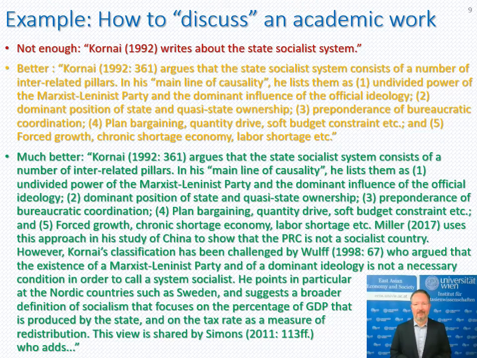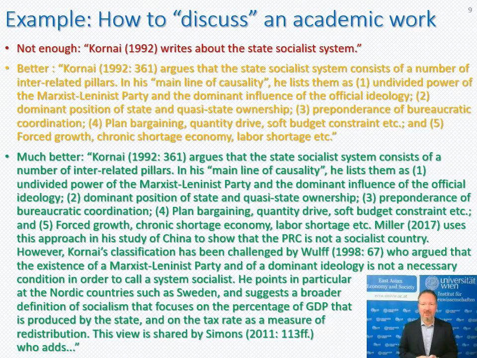And yeah, well, sentence number one in a literature review is really useless. What is that good for? What does it tell me? How do you stand on the shoulders of giants by just telling me that Janos Kornai writes about state socialist systems? No, there definitely needs to be more.